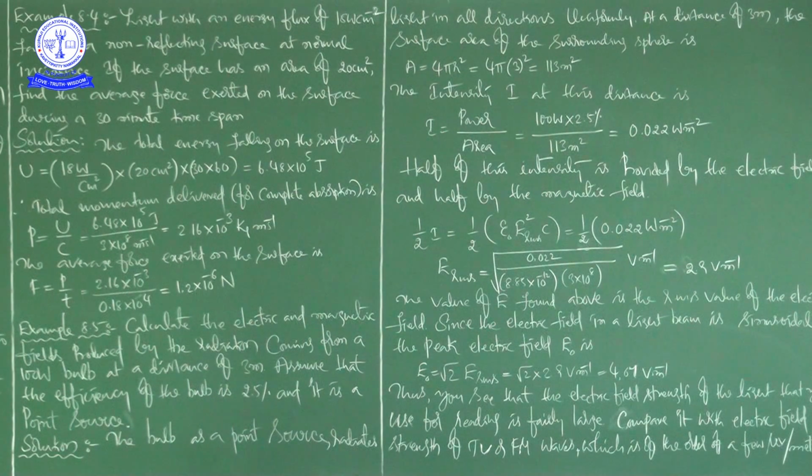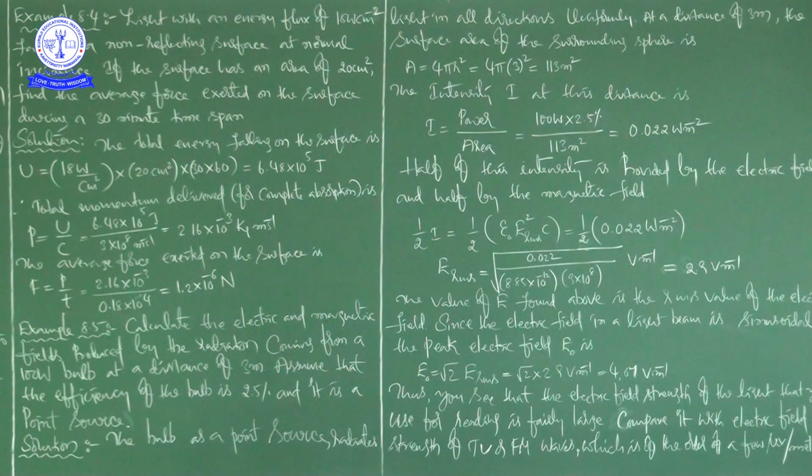See this explanation, what he is saying regarding this E RMS. The value of E found above is the RMS value of the electric field. By seeing the notation you can understand what this is. Since the electric field in a light beam is sinusoidal, a sine wave, the peak electric field E naught is equal to root 2 into E RMS.